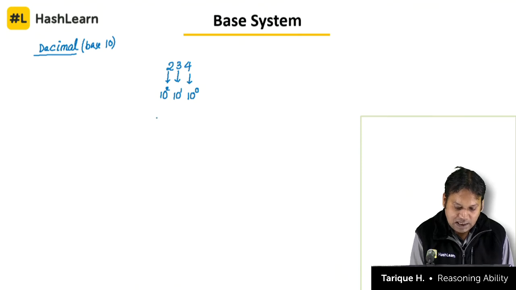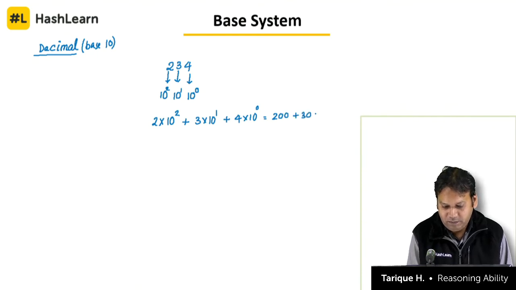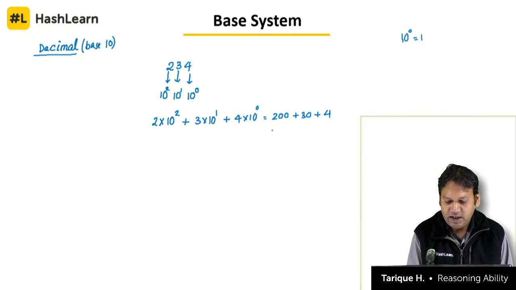So what is actually this number 234? It is 2 into 10 power 2 plus 3 into 10 power 1 plus 4 into 10 power 0, and we know this is equal to 200 plus 30 plus 4, because 10 power 0, see, any number power 0 is equal to 1. So 4 into 1 is 4, and that is how you get the number 234.